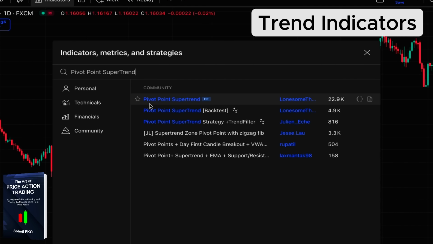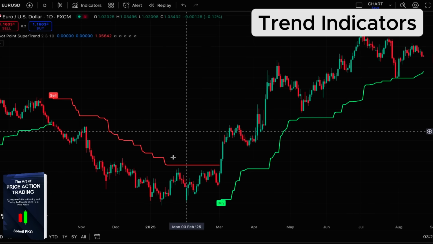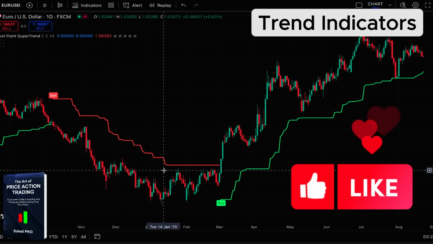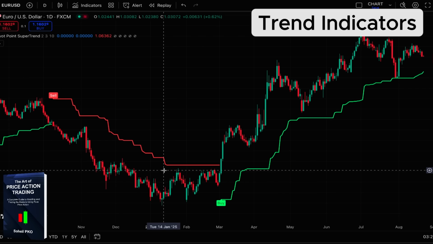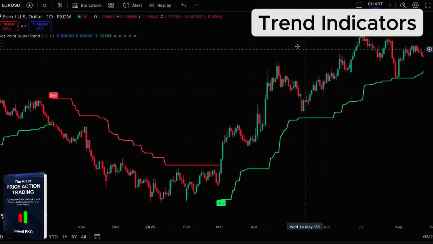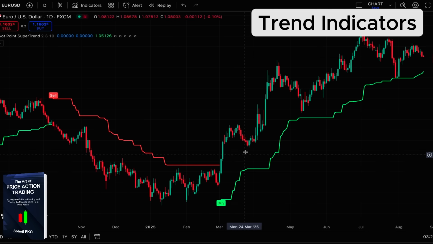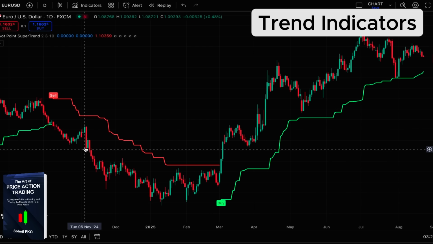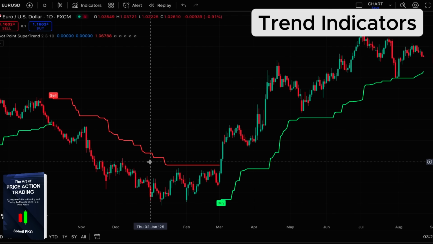And the third indicator, Pivot Point Super Trend, this one, which is an Editors' Picks indicator and written by someone named LonesomeTheBlue. Alright, this is the indicator, which is a newer version of the Super Trend indicator. As you know, Super Trend is a popular trend indicator and many traders use it in their trading strategies. This new version of Super Trend also considers pivot points on the price chart, so in some situations it can perform better than the original Super Trend. Similar to the original Super Trend, when the price is above the line and the line is green, it tells us that the market is trending up, and when the price is below the line and the line is red, it tells us that the market is trending down.